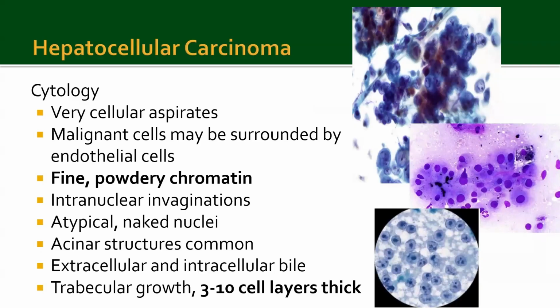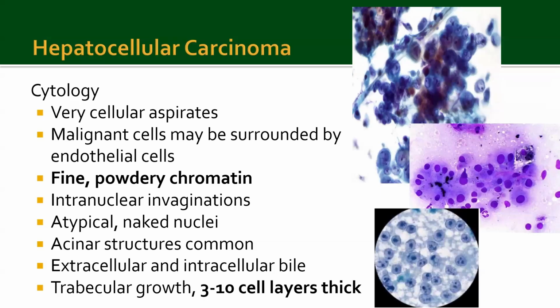Intranuclear invaginations are fairly common, as well as seeing atypical scattered naked nuclei, or nuclei that have lost their cytoplasm. Acinar structures can be common, which is highlighted in the second image on the right for the visual watchers. On the left side here, that would be considered an acinar structure. Extracellular and intracellular bile can be seen, but as I talked about before, that's only in about 50% of cases, so it's not something to go off of alone. But if you have all these other signs of hepatocellular carcinoma as well as the bile, then that's more leading you in that direction.